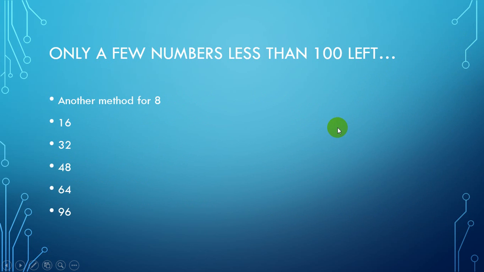So there are only a few numbers less than 100 left. We've covered 8, but I have another method that's actually even easier, I believe, than the one I presented in a previous tutorial. And the powers of 2 are a real pain because you have to look at a set of digits, and they're very difficult. But I'm going to have something that's going to be a method to the madness here.